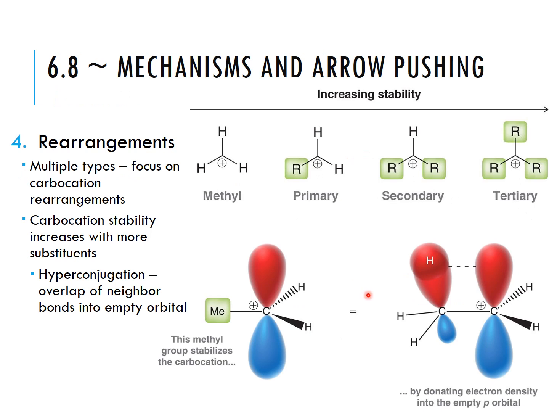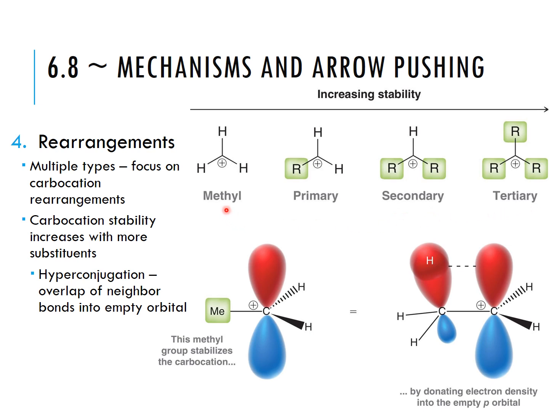And then our fourth category is a little bit different than the other ones. These are rearrangements. And what we're looking at here are carbocations. And we've talked about carbocations before, but we haven't necessarily talked about their stability. So this is showing us the trend of carbocation stabilities.